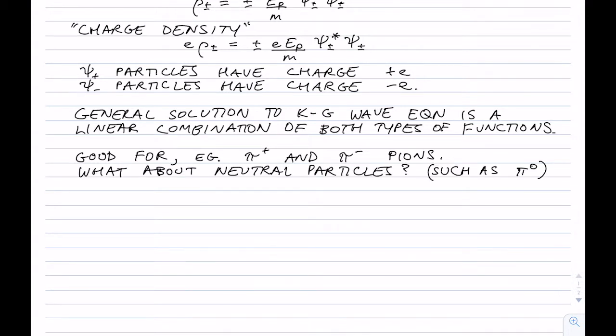What about neutral particles such as pi naught? In this case, we can take a linear combination of both of them. Let's have a look at how that works. The density is now going to be i over 2m, psi star d psi dt minus psi d psi star dt. And in the case where this is going to be a neutral particle, we want that to be equal to 0. So in other words, for a neutral particle, we expect that the density will be 0. And that will be true if the wave function is real.